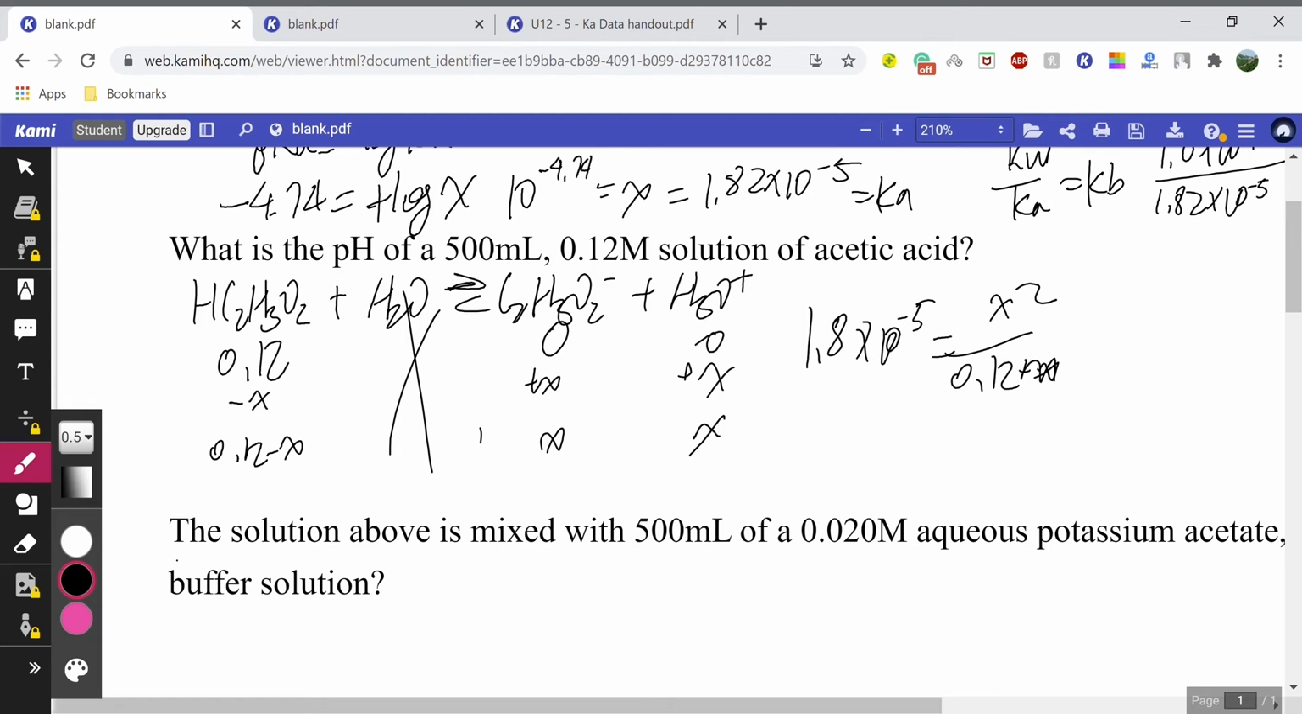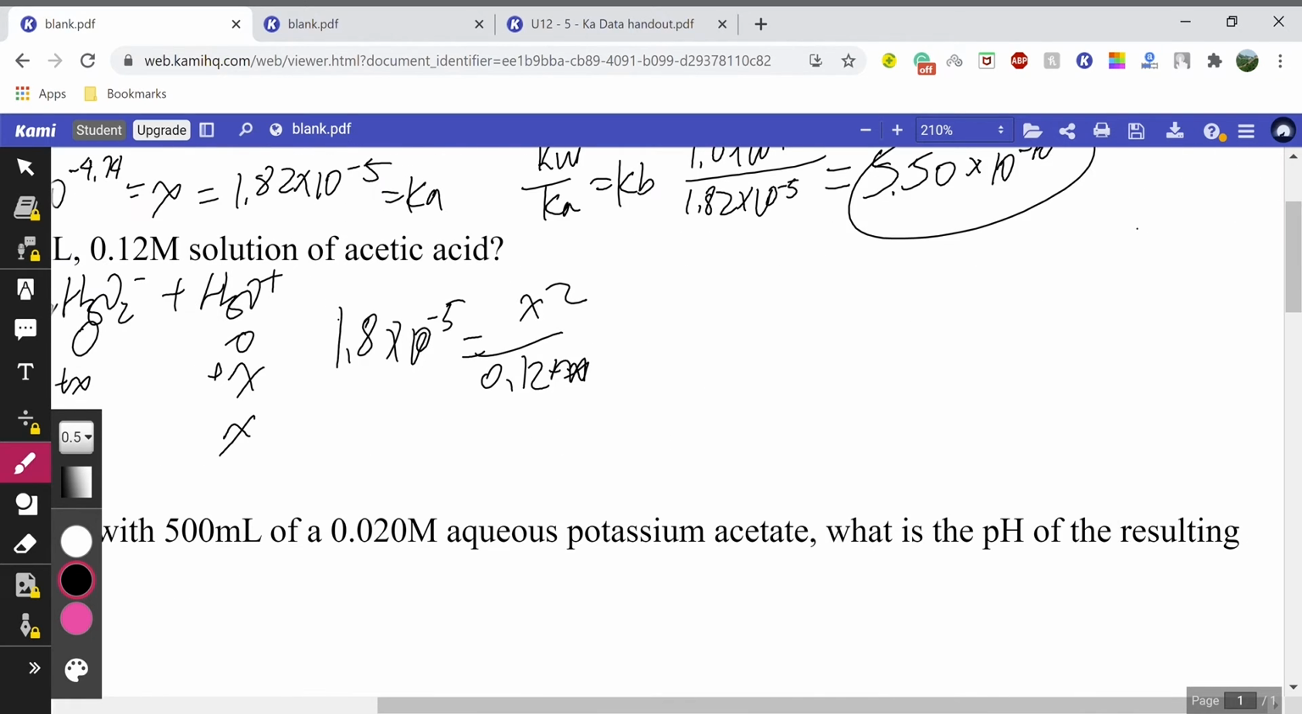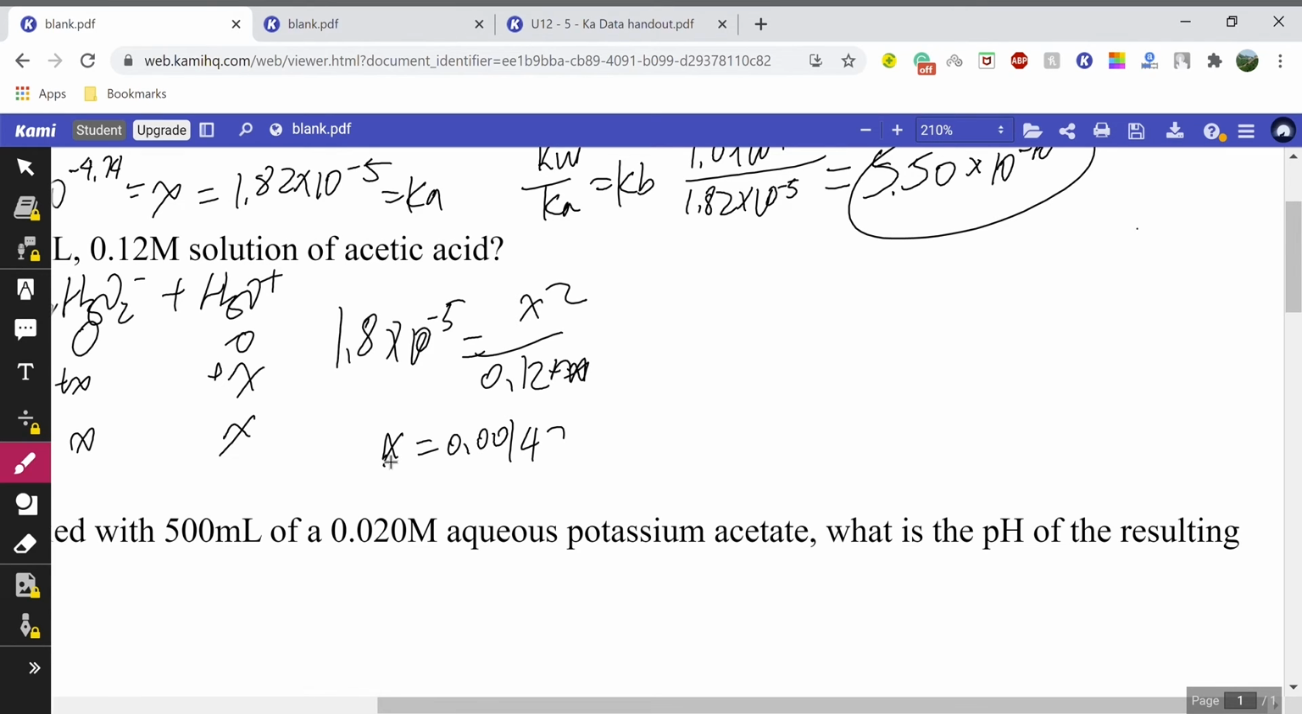So 1.8 e to the negative fifth power times 0.12, and take the square root of that, we will end up with x equal to 0.00147. Now this is the concentration of H3O plus, so negative log of x is equal to pH, which is equal to 2.83.